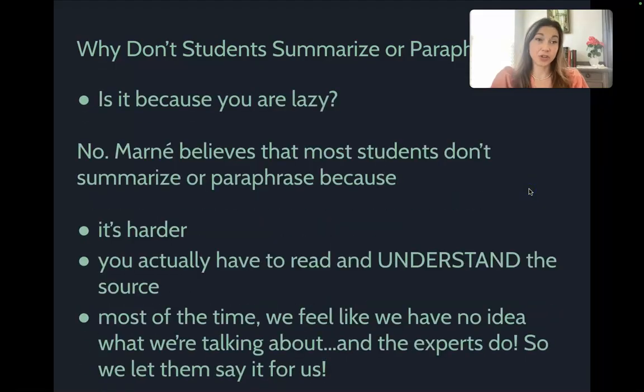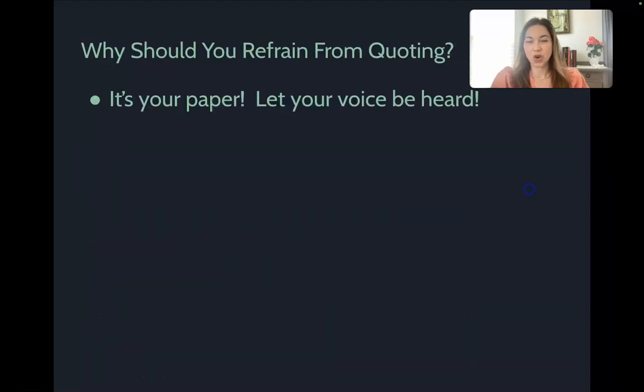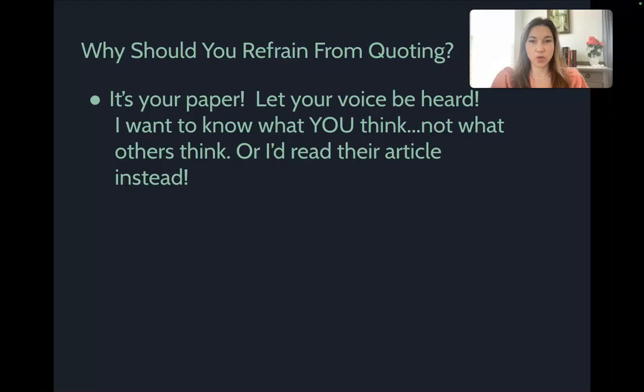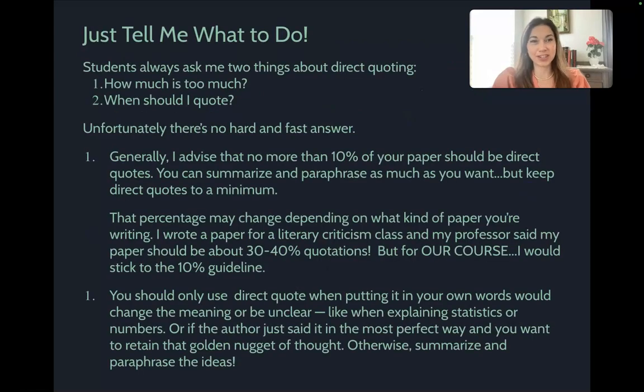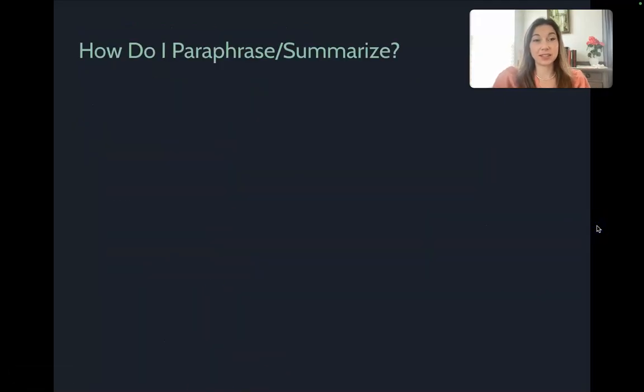You have to understand your sources in order to paraphrase or summarize them. So let your voice be heard. Try not to quote if you can help it, but especially if you're quoting research or statistics, quoting's probably the way to go. So again, putting it in your own words, if that would make it unclear or confusing, then you want to keep it a direct quote, especially if it's statistical information, keep that a direct quote.